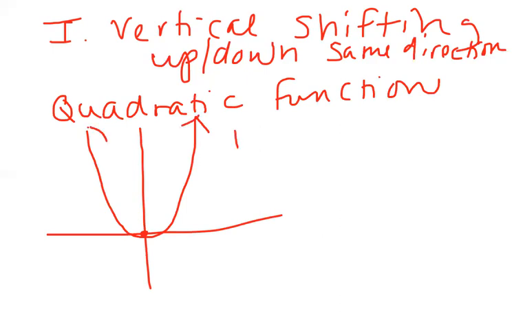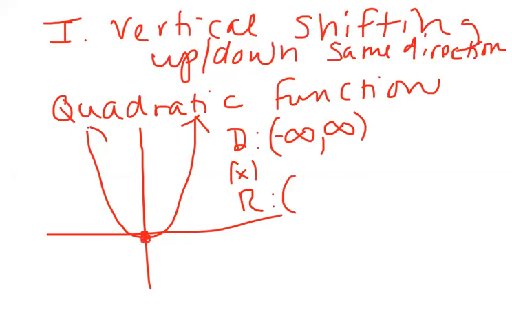Now, the domain of this graph, guys, is all x's from negative infinity to positive infinity. The domain is the x's, while the range represents your y value. Now, the range, the y value for this one starts at 0 with a bracket, guys, and the graph continues all the way up to positive infinity.